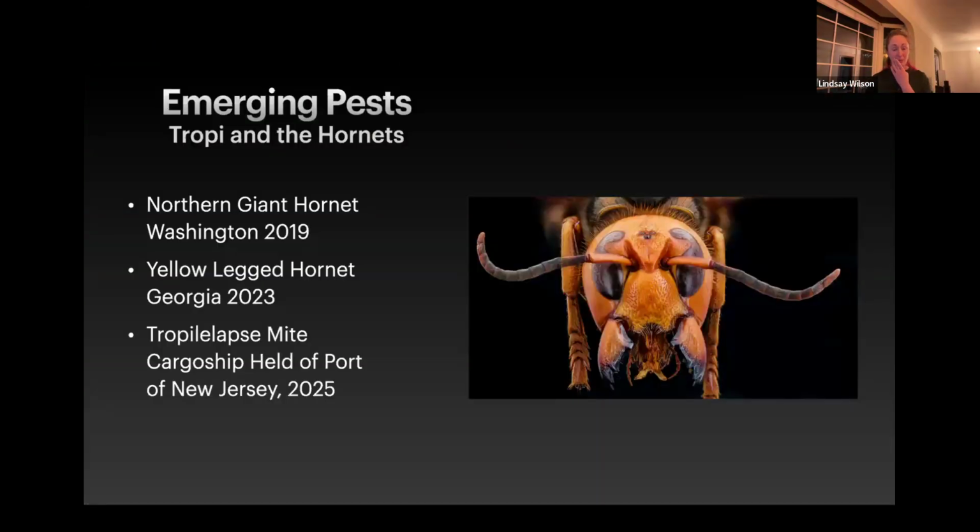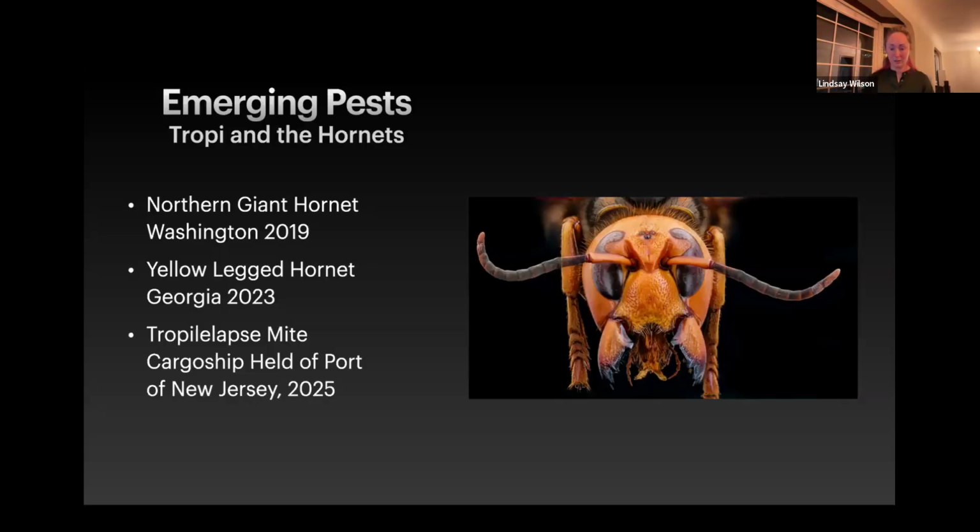Okay, we're going to talk about some emerging pests. These are bugs we never want to see here in the United States, but we've seen two of them already and one very, very close. Very bad joke: Tropi and the Hornets, the band you don't want to see live.